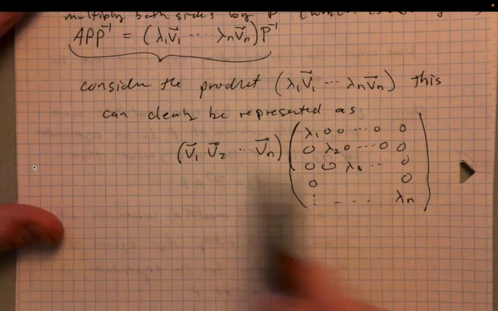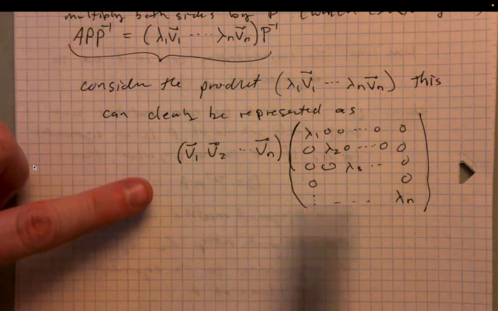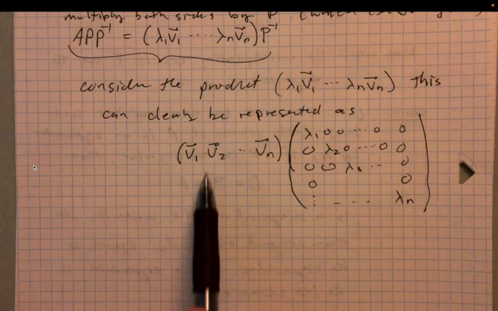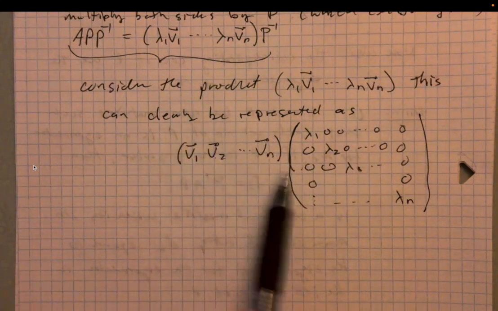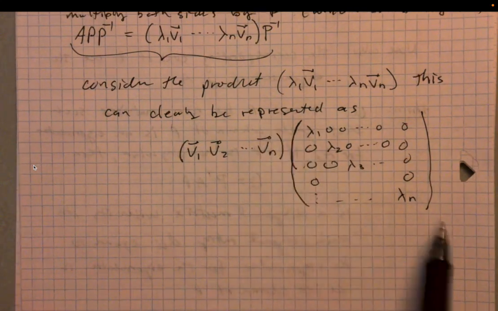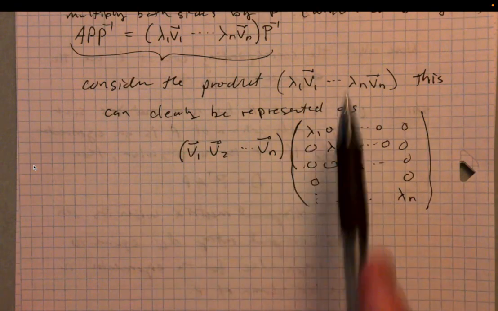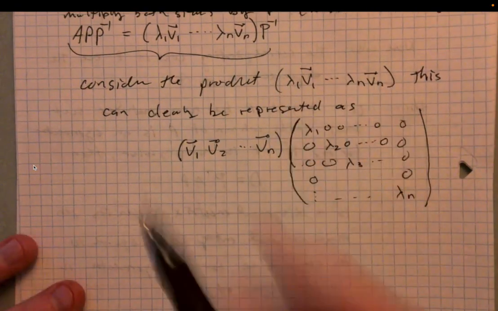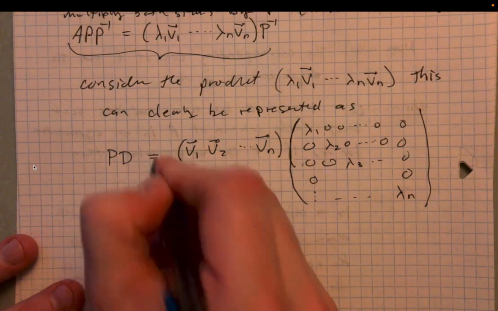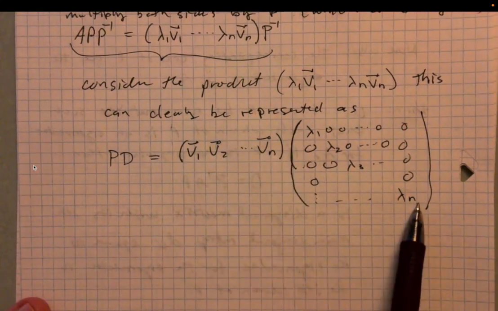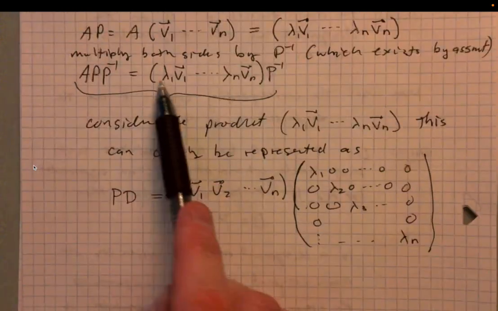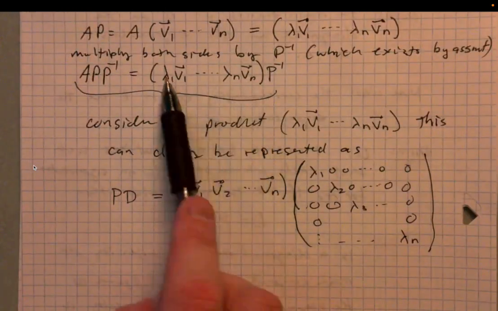Well, what are these? Just check this. Confirm this on your own. Take your matrix that consists of all the eigenvectors, and take the identity times lambda. Multiply these together, and you'll see you get exactly this. Well, this is just P times D, isn't it? This is the diagonal matrix that we're looking for, and this is P, what we started with. And so up here, this is just P times D.